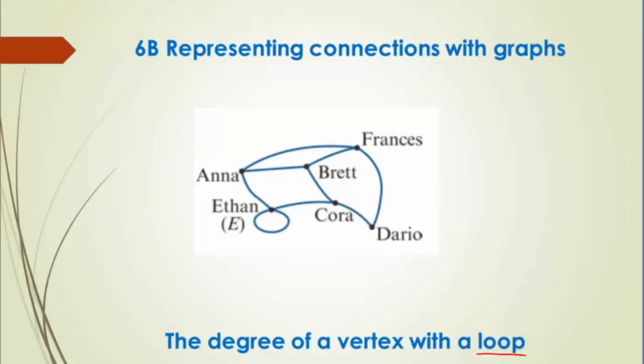So as I said, we're doing all the features of different kinds of graphs. So that's a loop. And what's the degree of Ethan now? It is 4. You count that as 4. So that's only one edge, but it has added 2 to the degree. Otherwise, no change. There's still 3 odds, so we still can't do it.